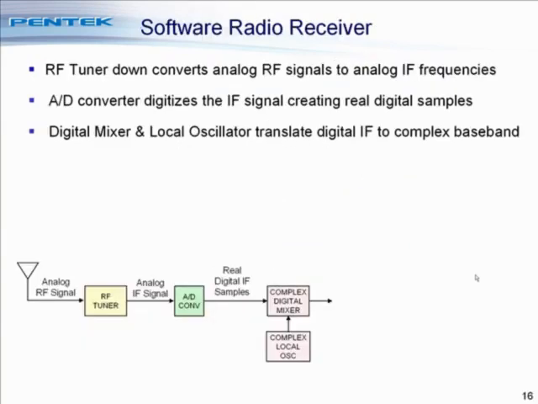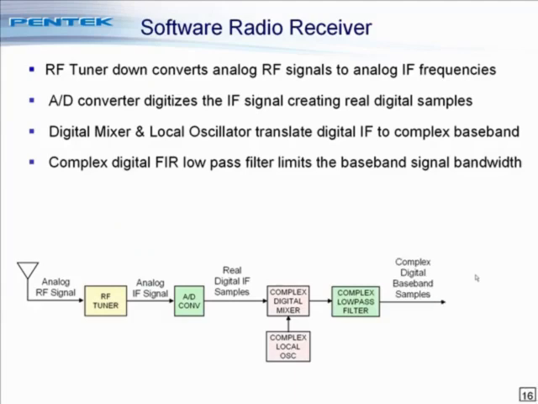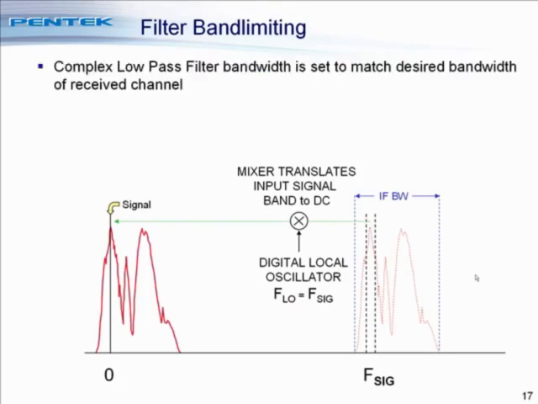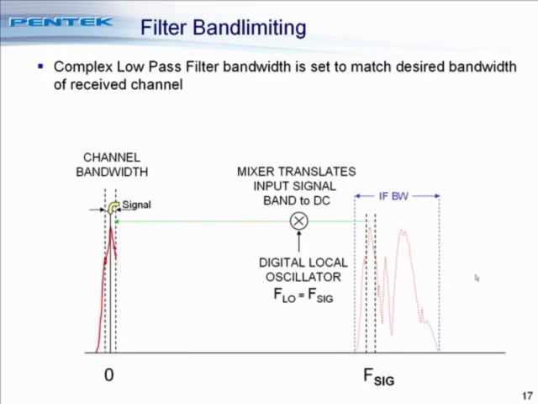Now we take the complex baseband translated signal output and use an FIR low-pass filter to limit the bandwidth of that signal. So here's our translated signal. We set a low-pass filter, a digital complex low-pass filter, to match the desired bandwidth of the received channel. So let's suppose that our channel bandwidth is this wide. In this case, the digital filter will remove all of the positive and the negative frequency energy outside of the bandwidth that we're interested in, leaving just the signal that we want.